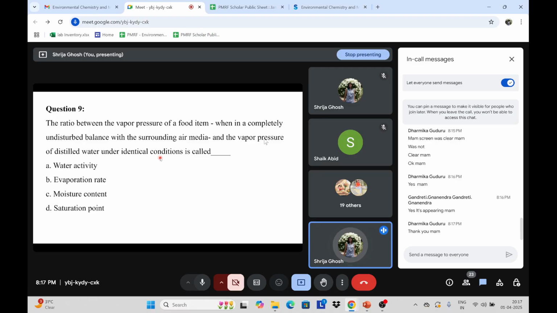What would be the correct answer here? Write your answers in the chat box. What do you think would be the correct answer? The ratio between the vapor pressure of a food item when in a completely undisturbed balance with the surrounding air media and the vapor pressure of the distilled water under identical condition is called.